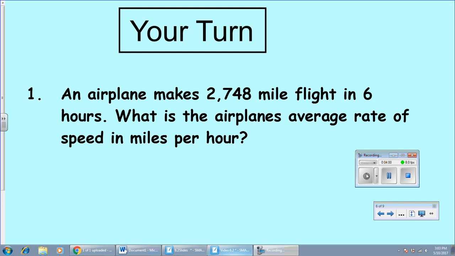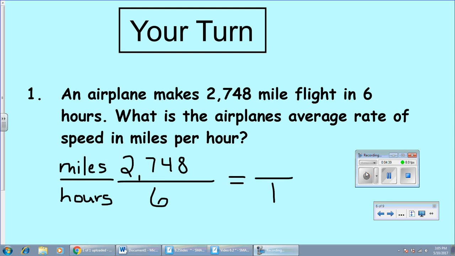Okay, so why don't you take a minute to read this question and try to solve the unit rate for this question. If an airplane makes a 2,748-mile flight in 6 whole hours, what is the airplane's average rate of speed in miles per hour? So if we know how far this airplane is flying in a total of 6 hours, we can break that 6 hours down and find the unit rate. So set it up, press pause for a minute, work on some scrap paper, and come back and press play to see if you've gotten the right answer.